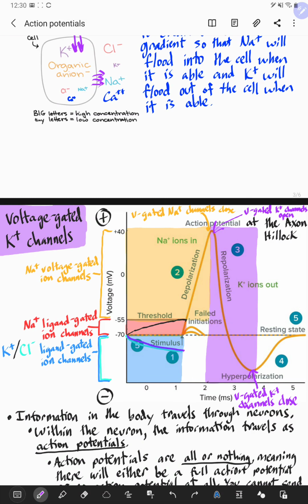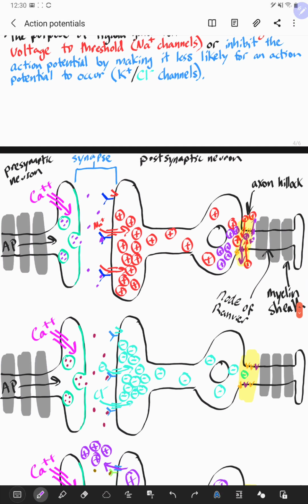So if we just look at where we're at, we are now further from threshold than we were when we started. So potassium leaving the cell through ligand-gated potassium channels makes us less likely to get to threshold, and therefore less likely for an action potential to occur. The action potential is not going to occur if we don't get to threshold. And again, potassium is making it even harder to get to threshold.